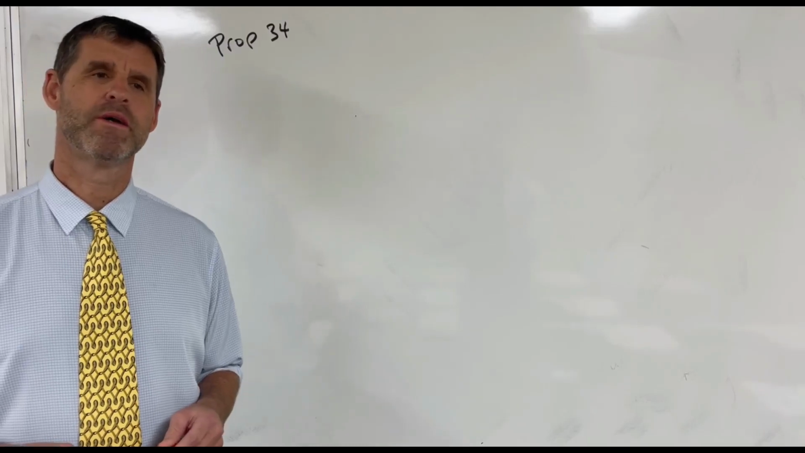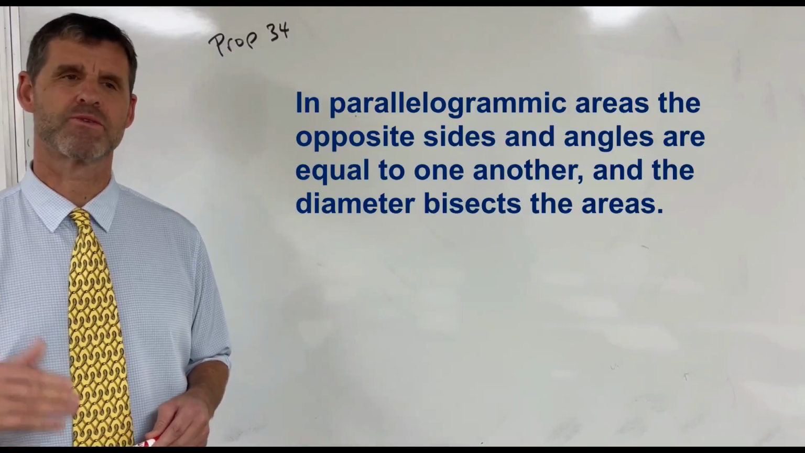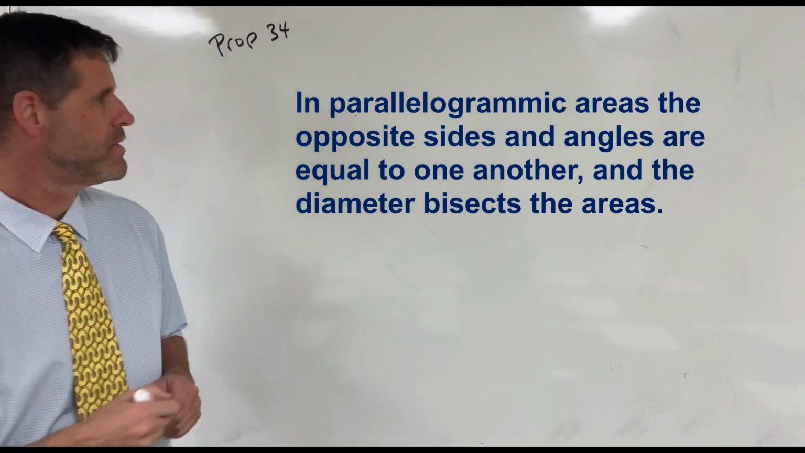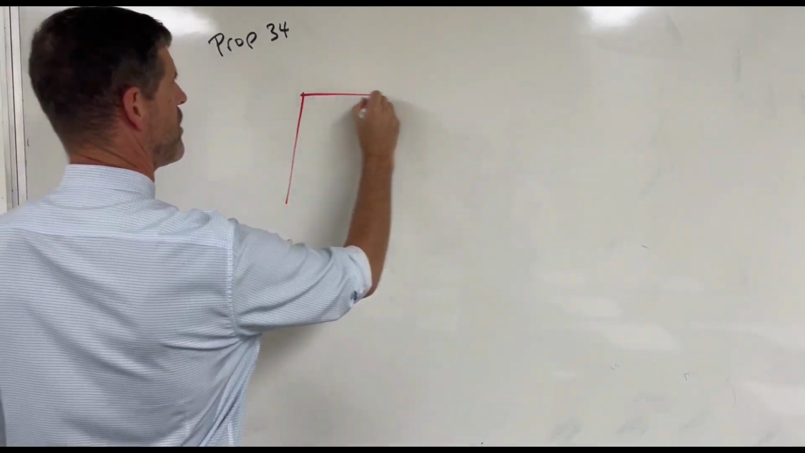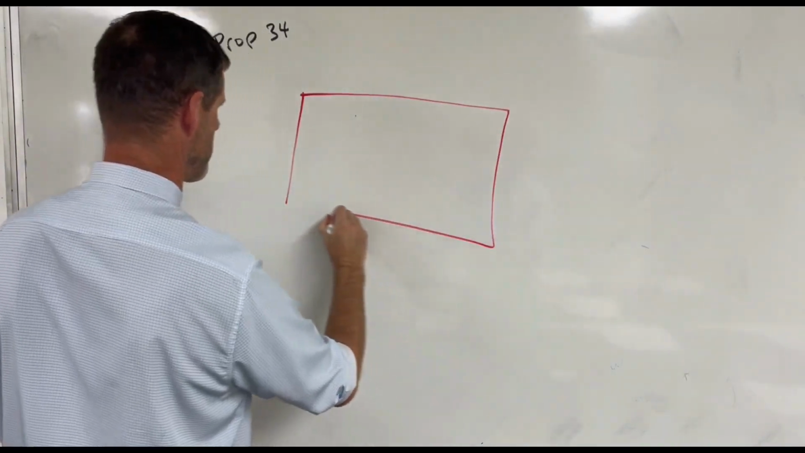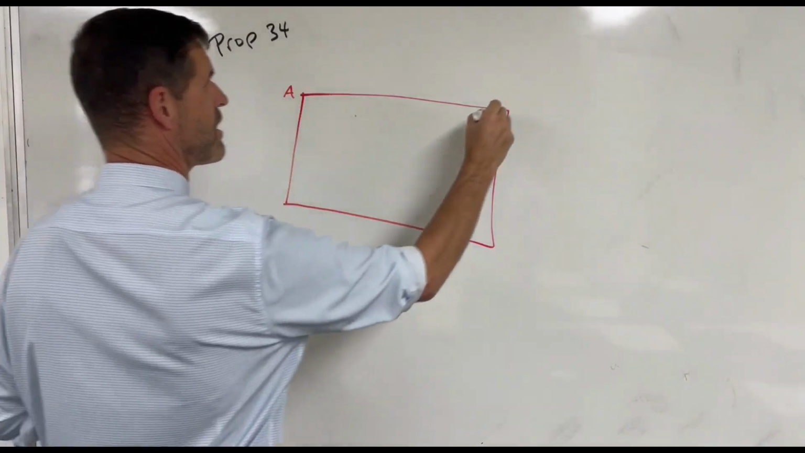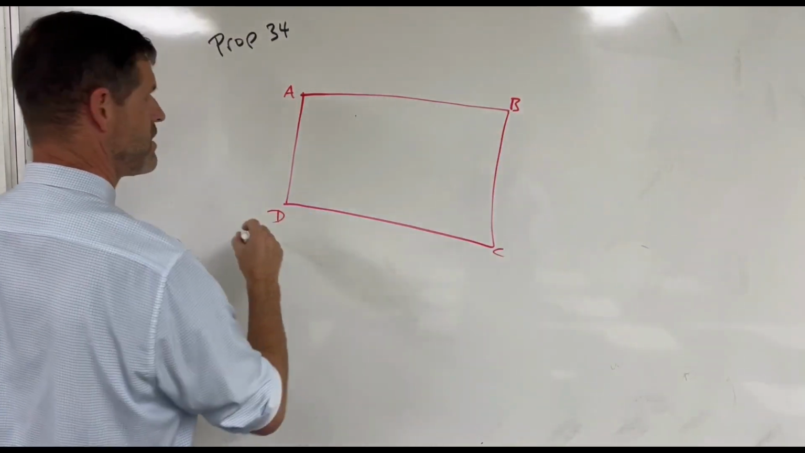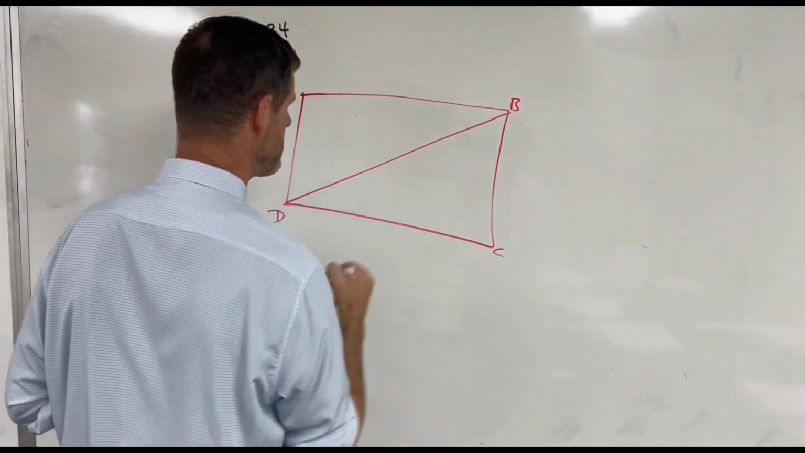So book one, prop 34 says in parallelogrammic areas, the opposite sides and angles are equal and the diameter bisects the area. So we'll start off by drawing up our parallelogram, or our parallelogrammic area, and we'll call it ABCD. And we're going to connect D to B, and that will be our diameter.